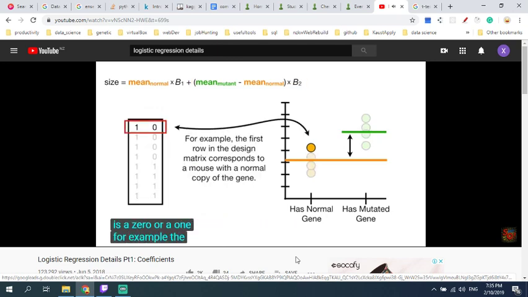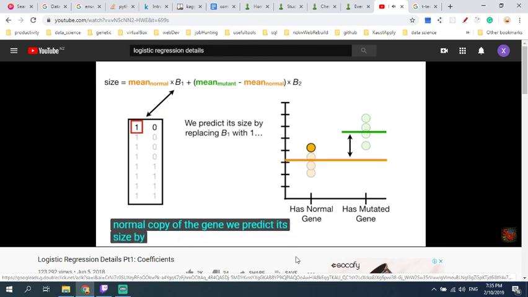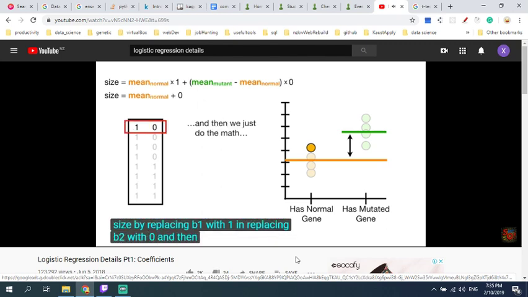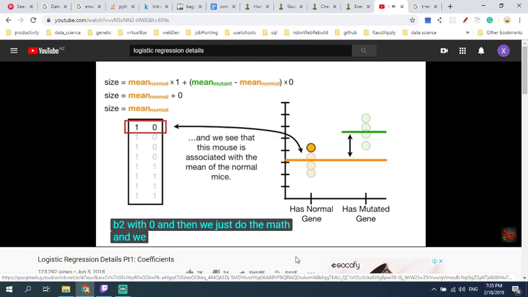For example, the first row in the design matrix corresponds to a mouse with a normal copy of the gene. We predict its size by replacing B1 with 1 and replacing B2 with 0. And then we just do the math. And we see that this mouse is associated with the mean of the normal mice.